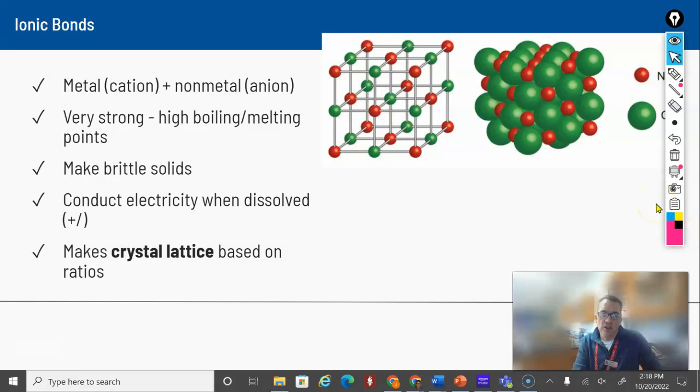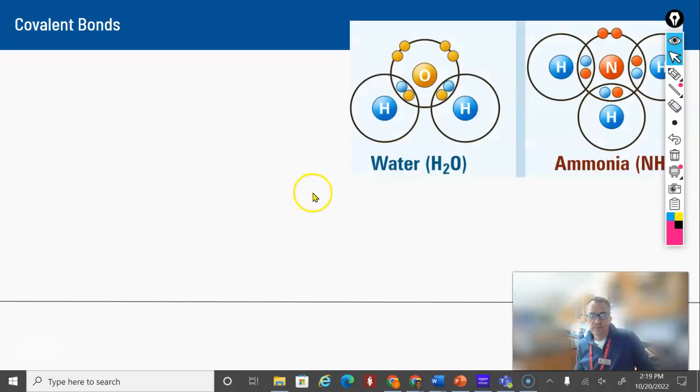Sometimes they're idealized like they are on the left. Sometimes they're idealized like they are here on the right. But if you see the term crystal lattice, it's essentially just talking about how do the pluses and minuses arrange themselves in an ionic bond.